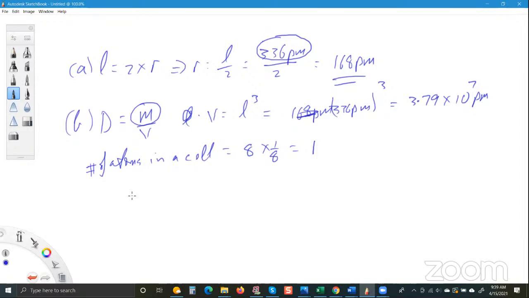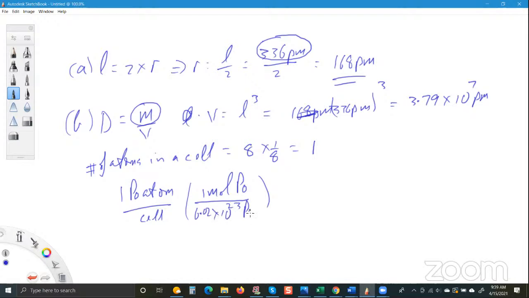The way we start, we start off with 1 polonium atom per cell. And then we do the mole of polonium. This should be Po, not P. We find the ratio between the mole and Avogadro's number, which we know is 6.02 times 10 to the 23 polonium atoms.